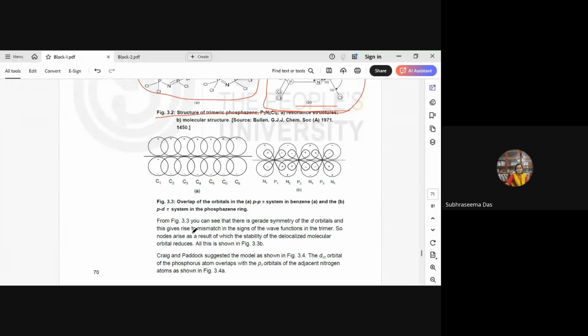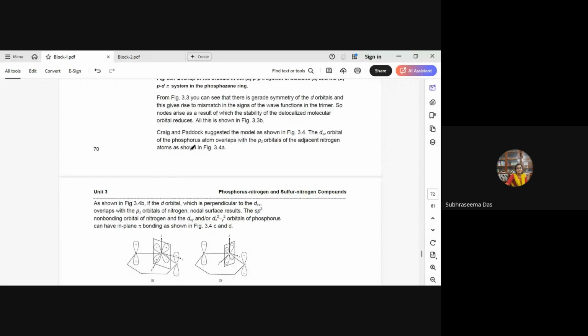Now from figure 3.3, we see that there is a different symmetry of the d orbitals, and this gives rise to a mismatch of the signs of the wave functions, particularly in the trimer. So Craig and Paddock suggested a model, shown in figure 3.4.